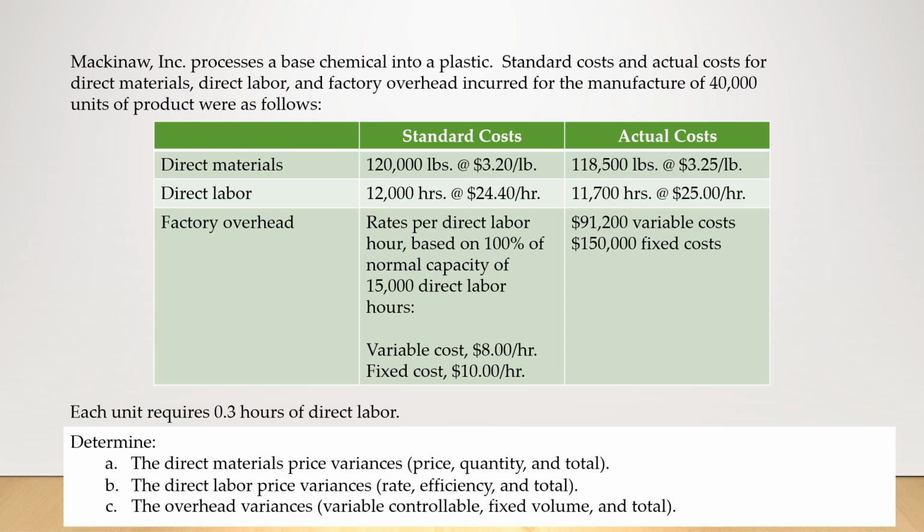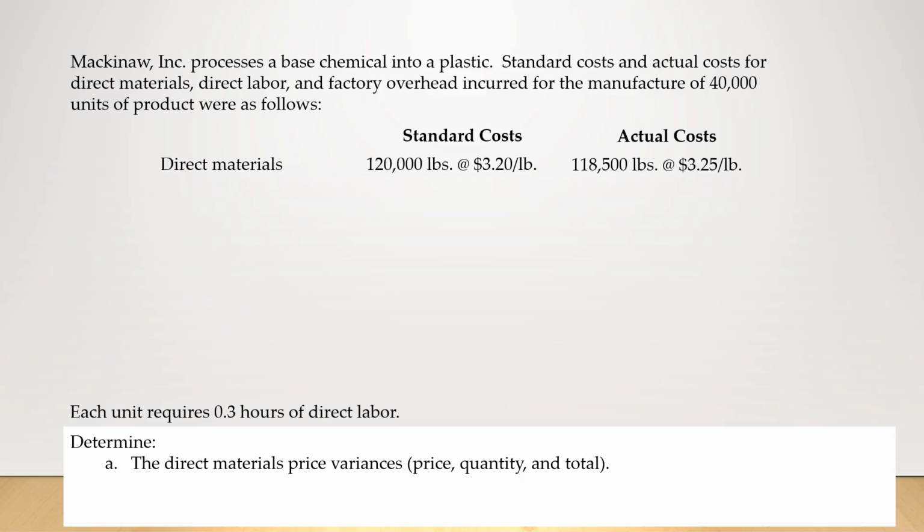Let's start with letter A, the direct materials price variances. If you're using the template, you have the actual cost calculation on the left, actual quantity times actual price, and the standard cost calculation on the right, standard quantity times the standard price. To get our variances, we will compare these numbers to the actual quantity times the standard price. This is how much the actual production level should have cost based upon the standard price.